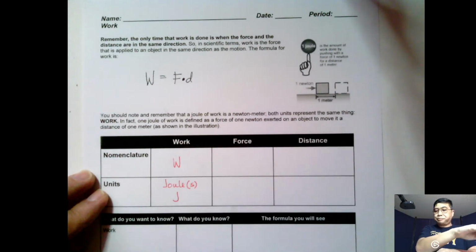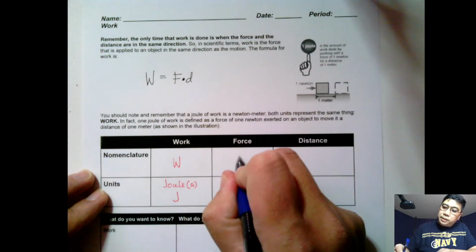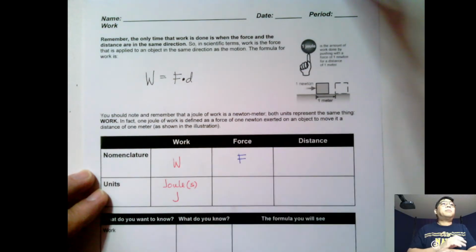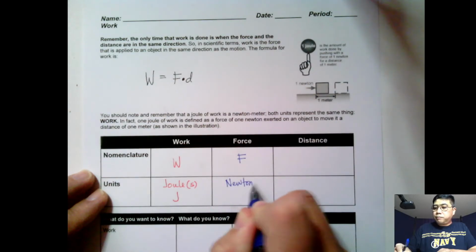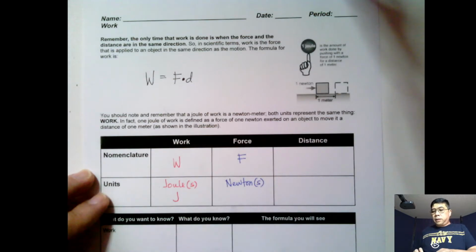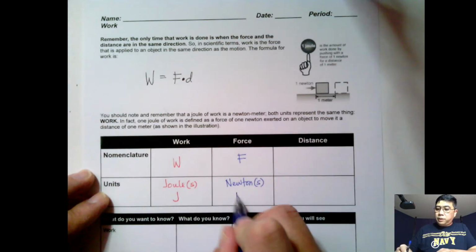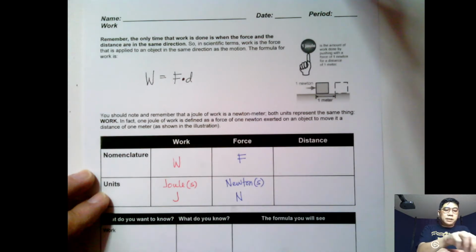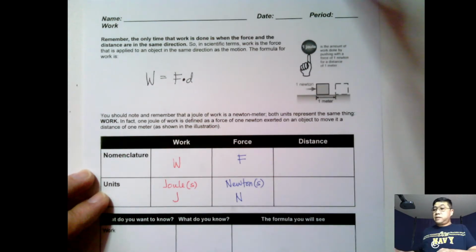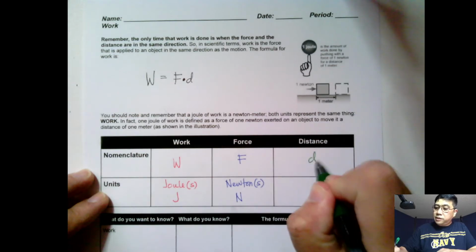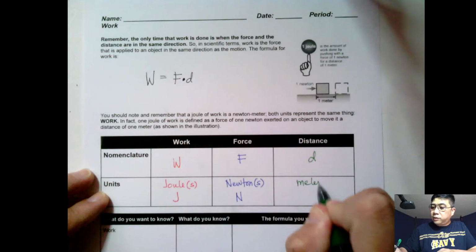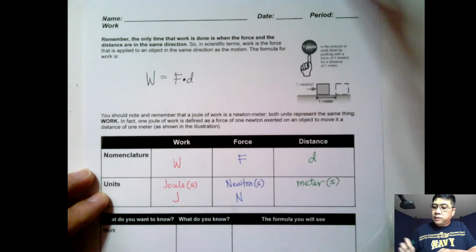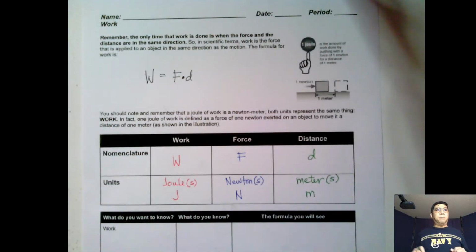For force, it's the letter F, uppercase F. The unit is Newton, and the symbol for Newton is uppercase N. And last but not least, distance, which is represented by the lowercase d. Distance is represented by the unit of meter or meters, and the symbol for meter is lowercase m.